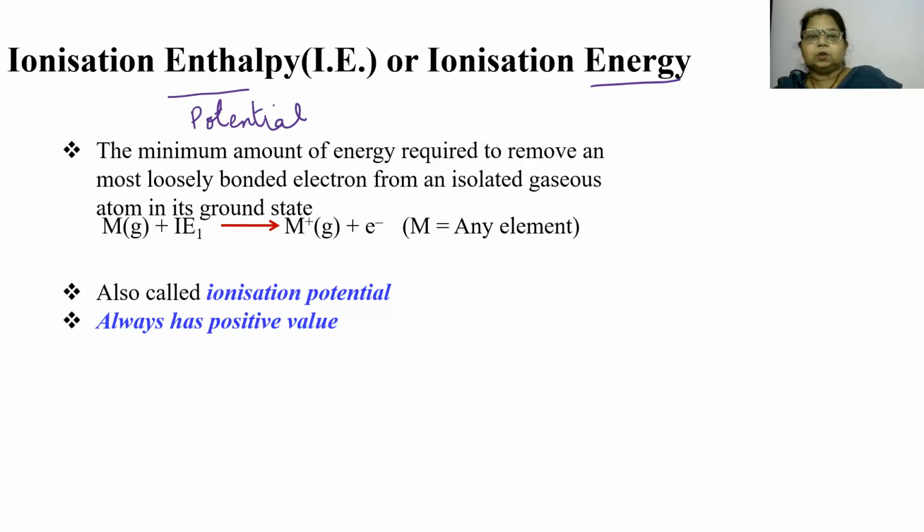So let me ask you a question. What is the difference between ionization enthalpy and ionization energy? Ionization energy is like the energy that is required to remove an electron. Ionization enthalpy is when it is at constant pressure. Okay? Anybody else?